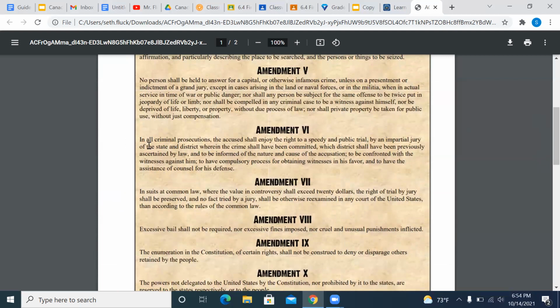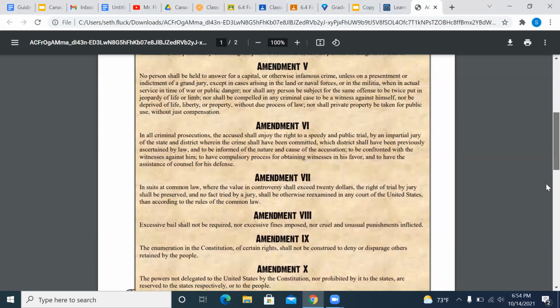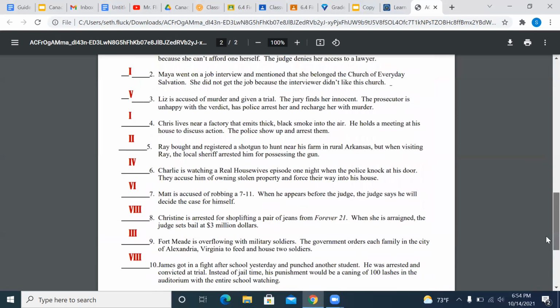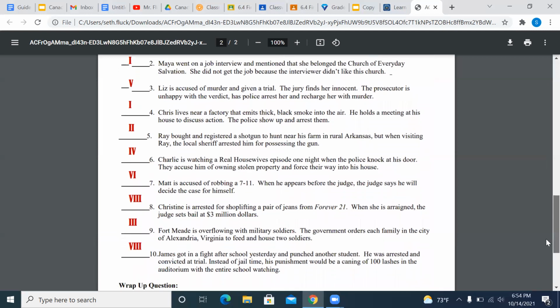Right here in the first part, I believe it is. In all criminal prosecutions, not only does the person who's accused deserve a speedy and public trial, there also has to be an impartial jury. So the judge can't just up and decide on his own whether or not this person has done it. There needs to be a jury present, and they have to be a jury of his peers, an impartial jury.